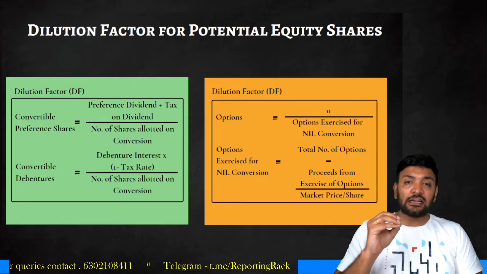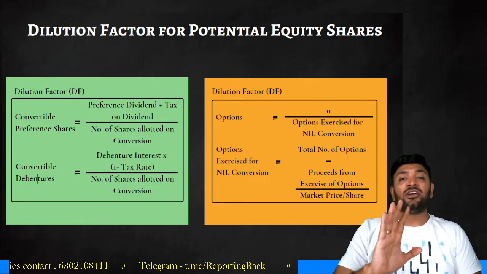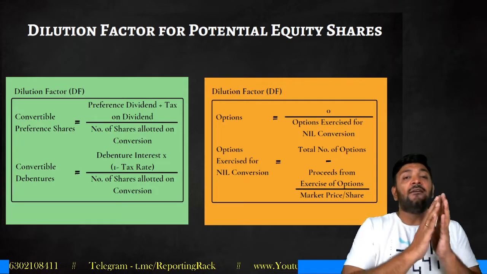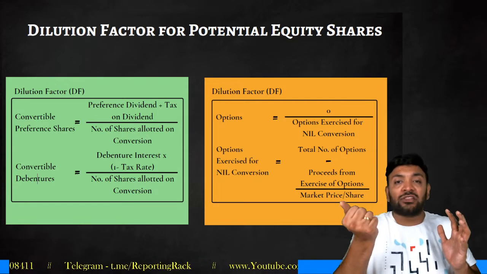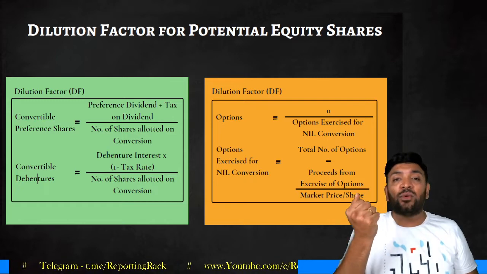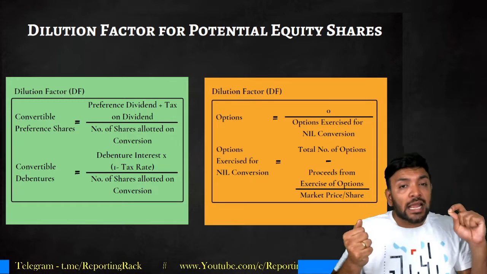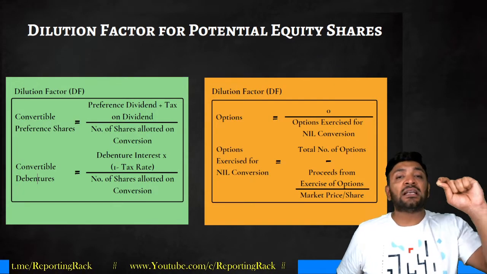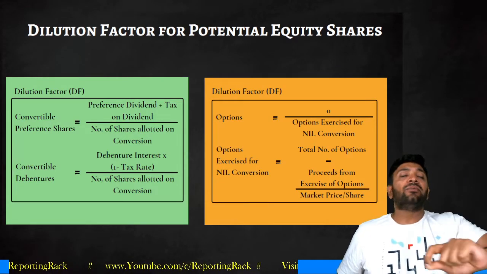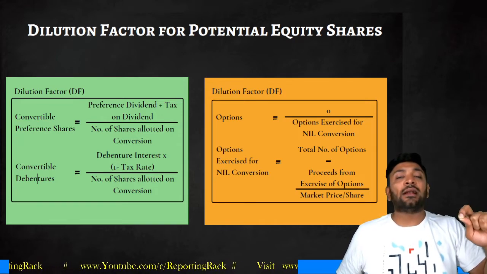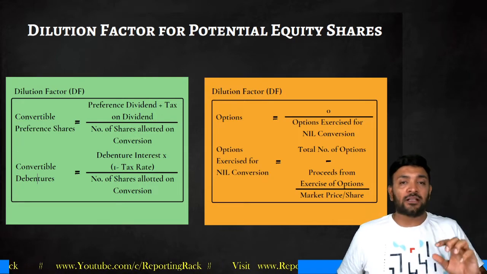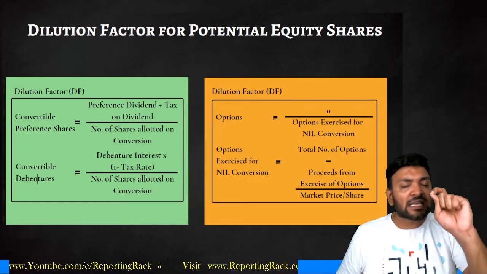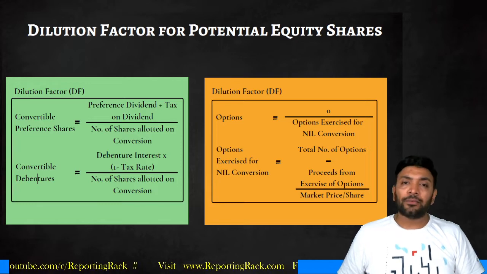Options exercised for nil consideration I will discuss, but until here what we have been discussing is that the effect of a potential equity share, which entitles the owner of the instrument to receive equity shares in future, will reduce the amount of EPS. Such a reduction in the EPS is called diluted EPS. There is no chance that your diluted EPS is greater than basic EPS. Dilution itself is reduction. So DEPS is always less than BEPS. Clear?